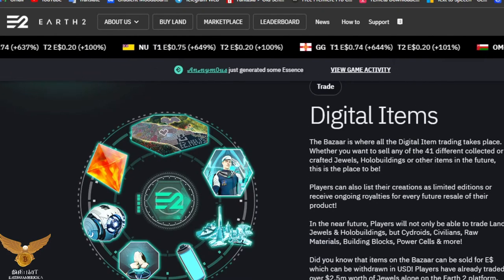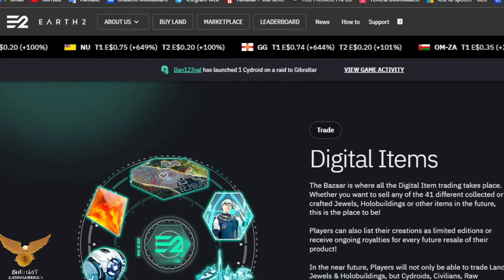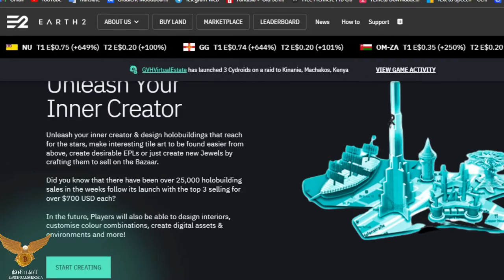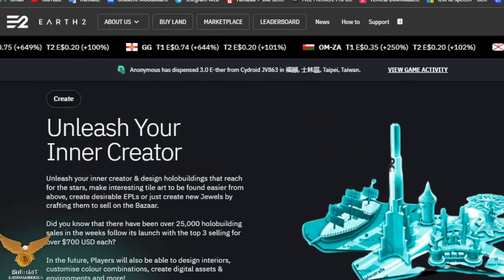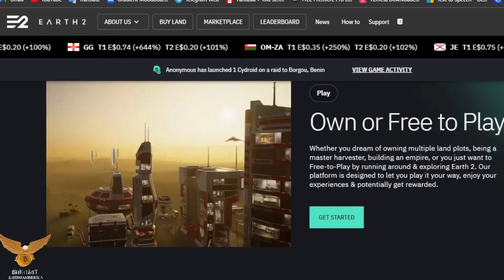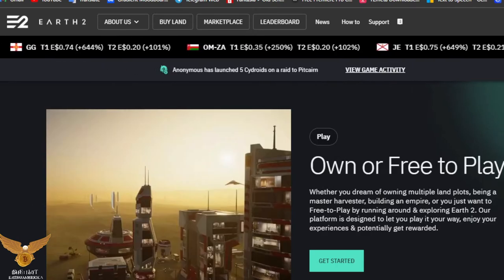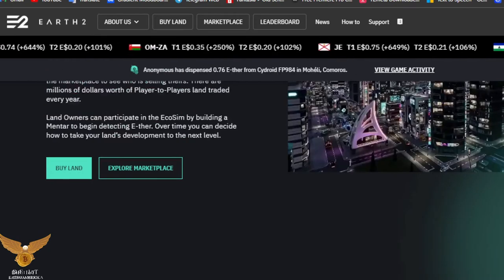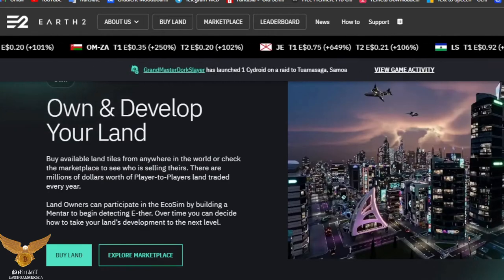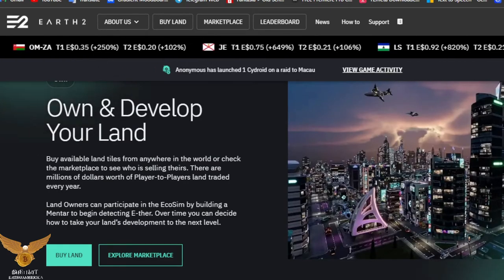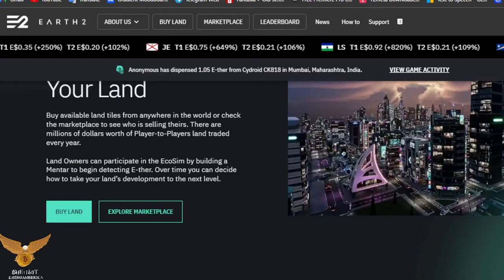Two, risk of scam. Since EARTH2 is a relatively new project and has generated controversy, there is a risk that it could be considered a scam or fraud. Some people may be involved in fraudulent schemes by taking advantage of the lack of regulation and the speculative nature of cryptocurrencies.